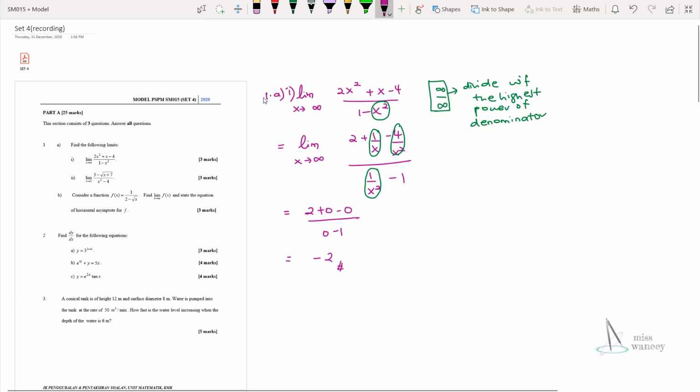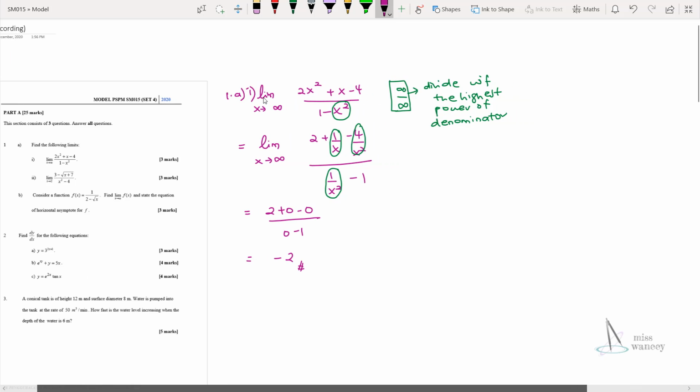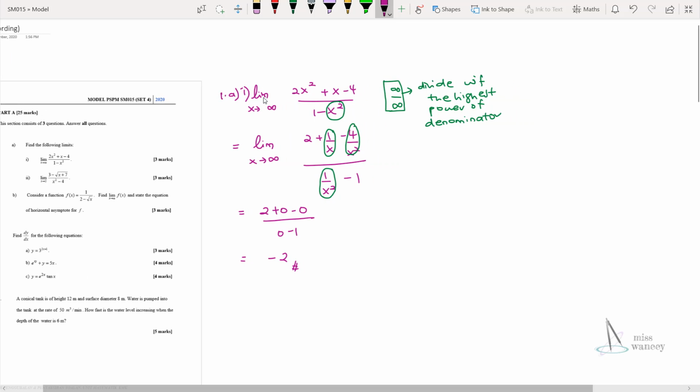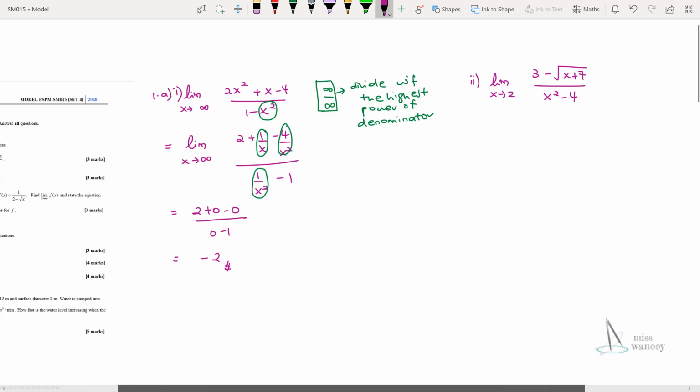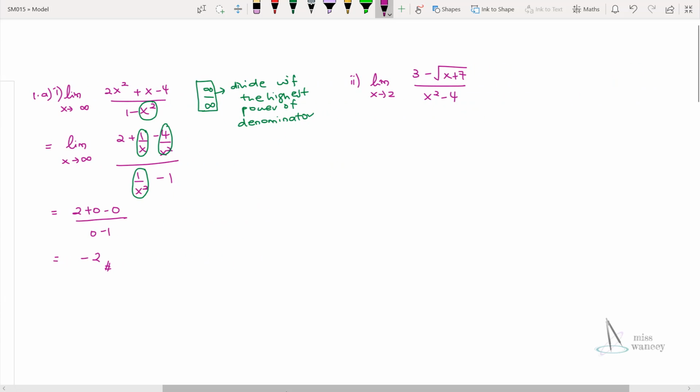Okay, so now let us proceed with 1A2. For A2, I have to find the limit as x approaches 2 of (3 minus square root of x plus 7) over (x squared minus 4). Let's try to substitute x equal to 2 first and see what happens.